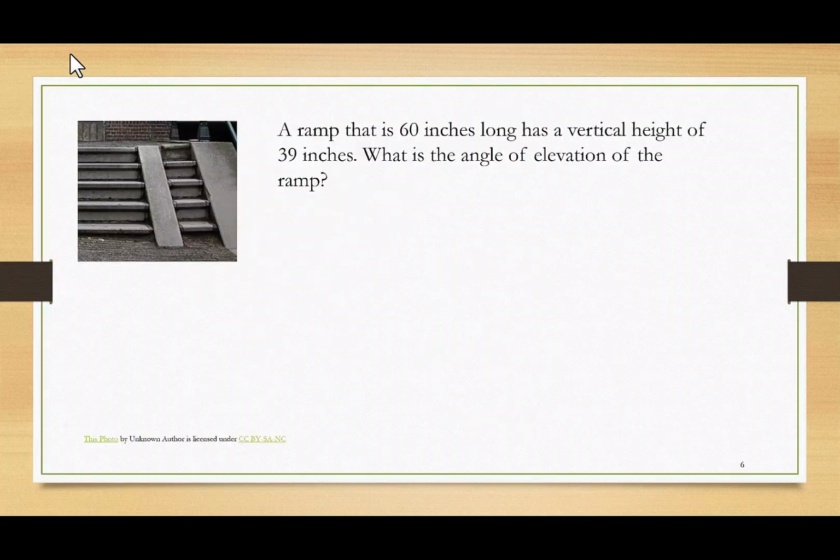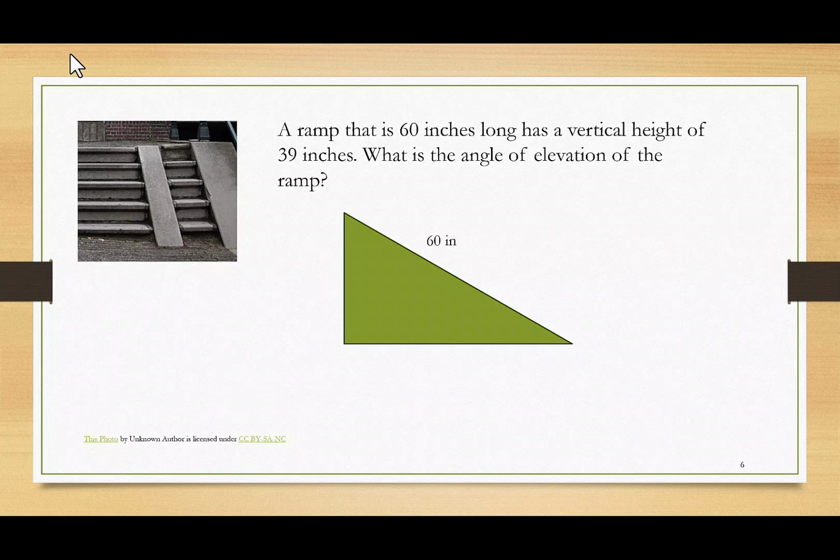Our next question says a ramp that is 60 inches long has a vertical height of 39 inches. What is the angle of elevation of the ramp? Again, we'll start by drawing a picture. We know our ramp is 60 inches long and it goes up 39 inches. Let's call the angle of elevation alpha.